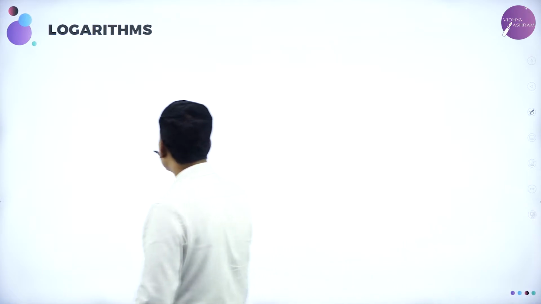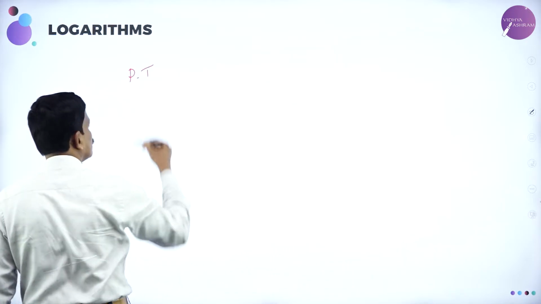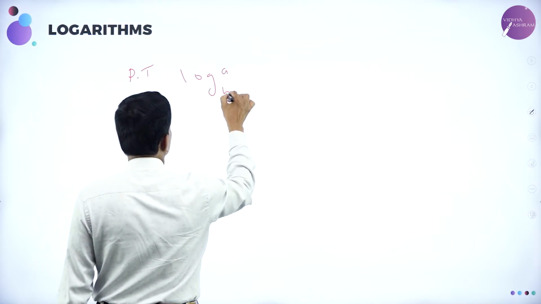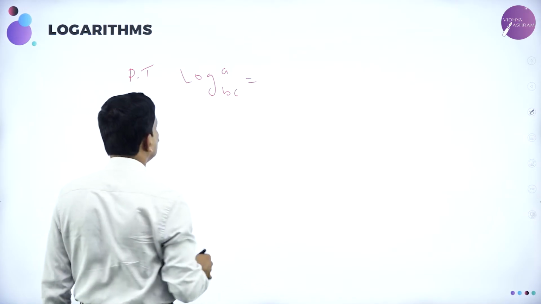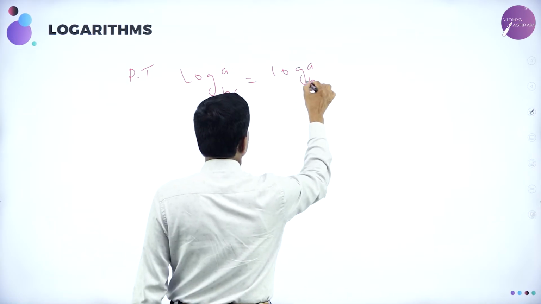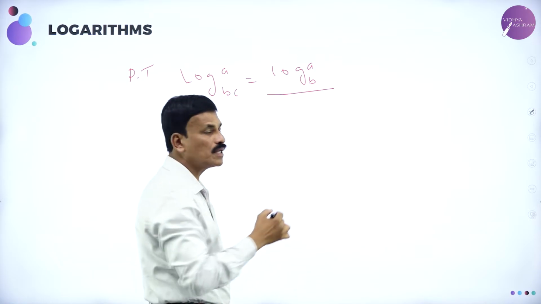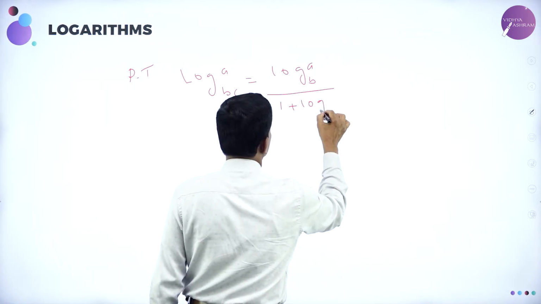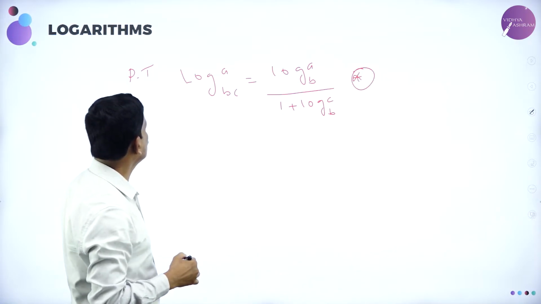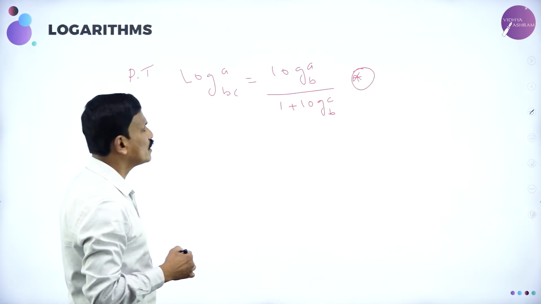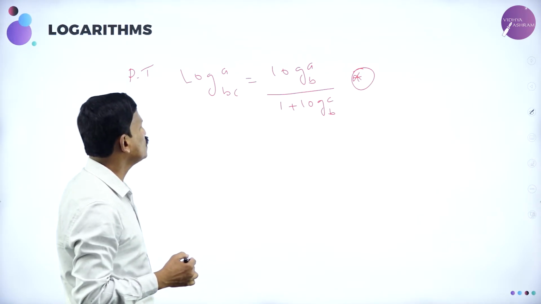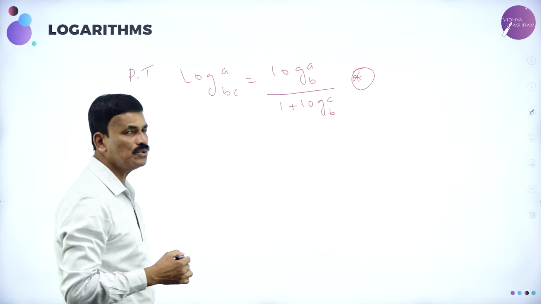Let us come to this problem. I'll take one more problem. Prove that, this is very important, logarithm of a to base bc is equal to logarithm of a to base b divided by 1 plus logarithm of c to base b. This is an important problem indeed. So prove that logarithm of a to base bc is equal to logarithm of a to base b divided by 1 plus logarithm of c to base b.